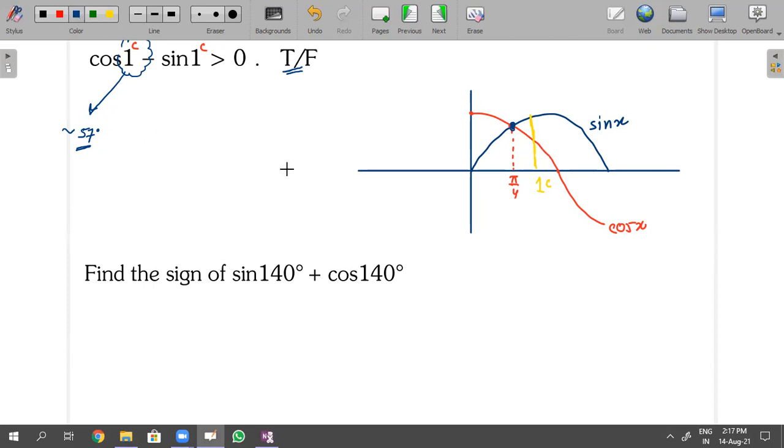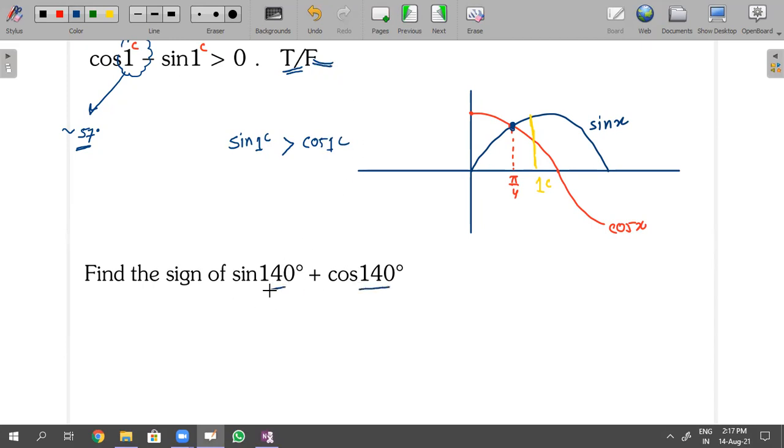So what actually should be your relation? What should be your relation? The value of sine 1 radian should be greater than the value of cosine 1 radian. So this will make the statement false. Let me take another one for a great insight.